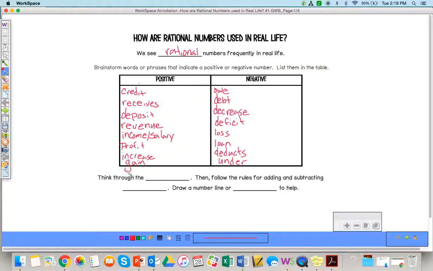So our next fill in the blank says, think through the situation, then follow the rules for adding and subtracting rationals. And then it says draw a number line or a model to help, but you do not need to do that. I don't expect that from you.